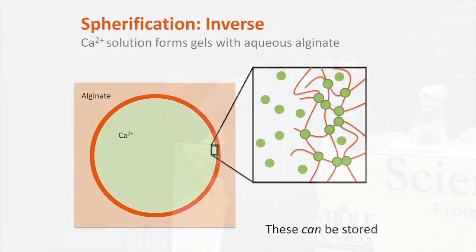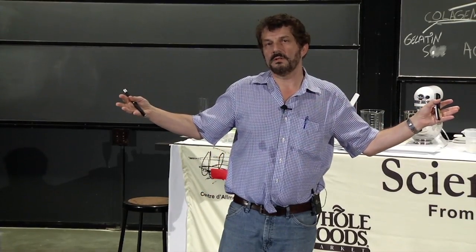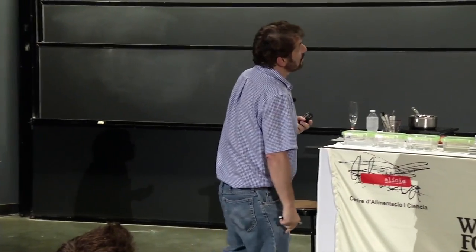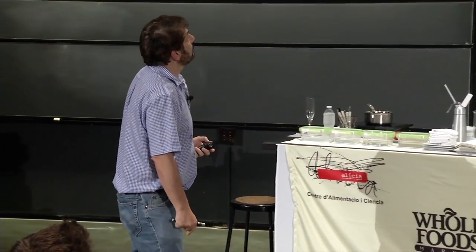So if you take it and you wash it, these can be stored. So this is a way of coating from the outside with the gel. And this inverse spherification produces objects that can be stored for longer periods of time.